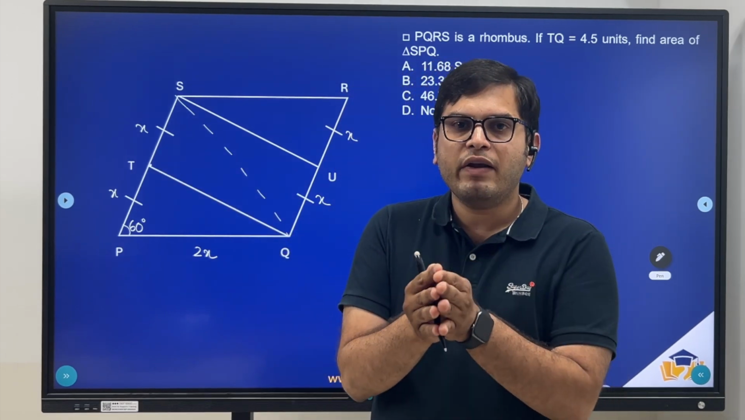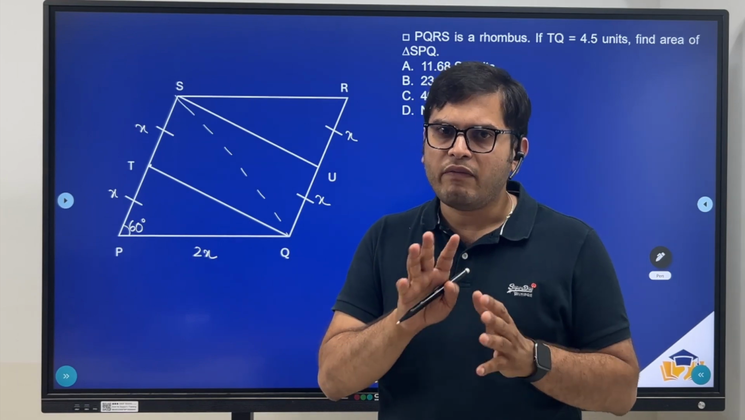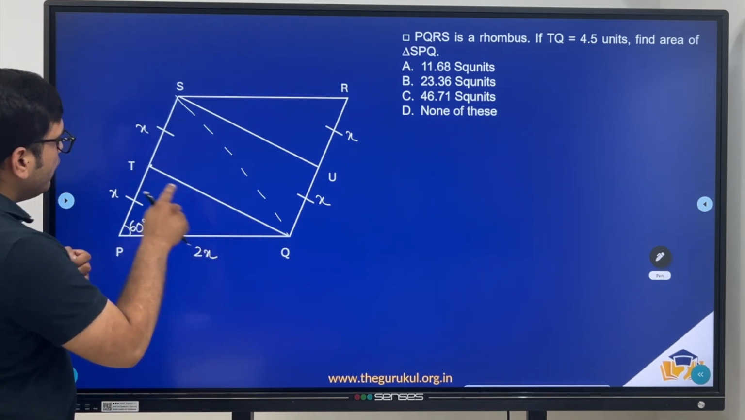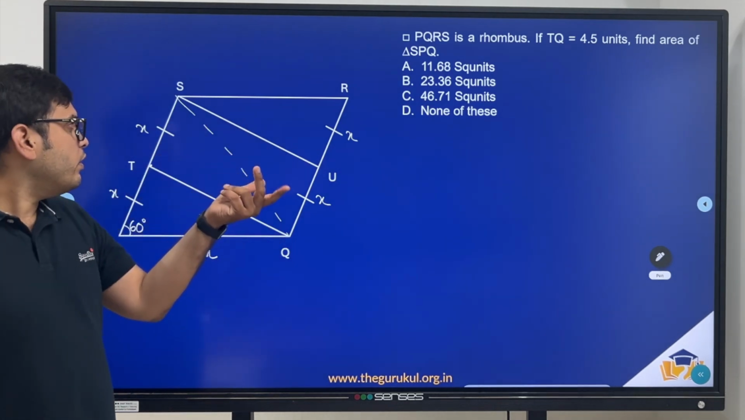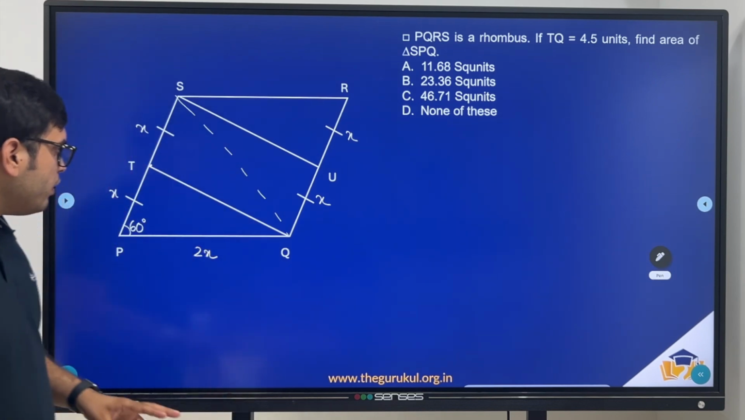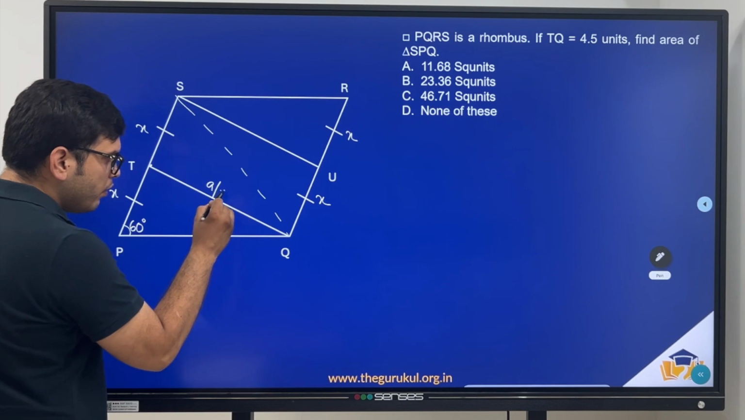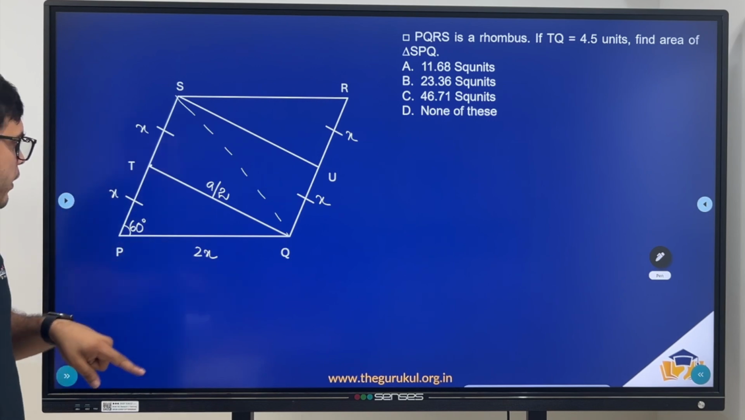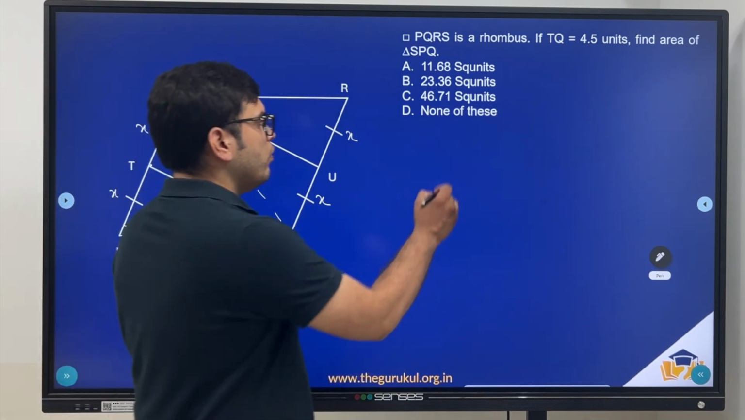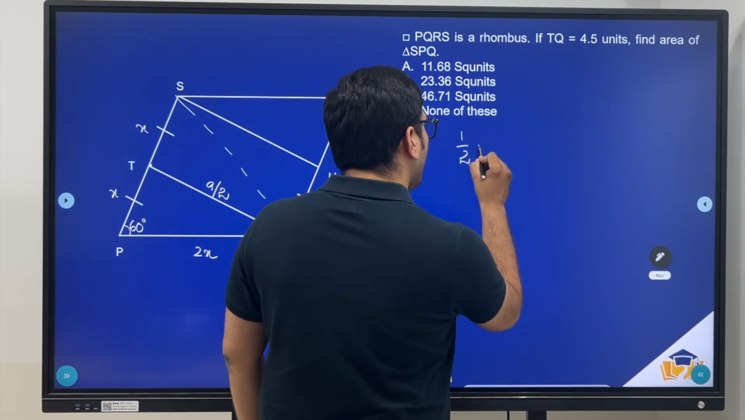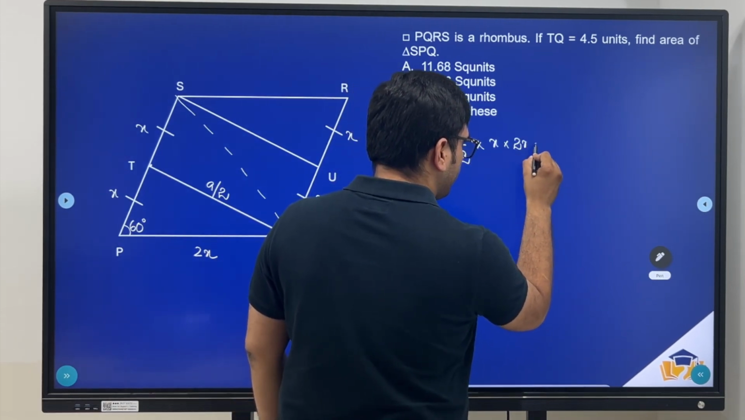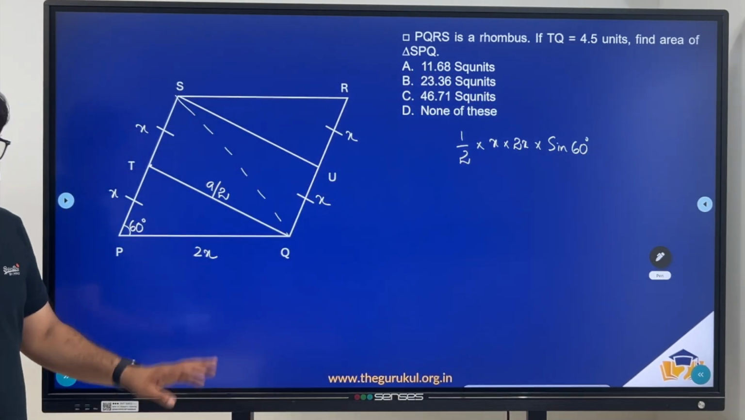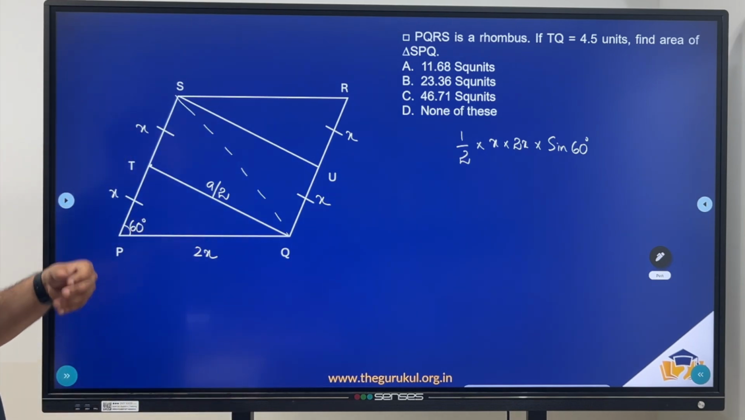And we know that a median divides a triangle into two equal parts having the same area, right? Now if I can somehow manage to find the area of triangle PQT, twice of that is nothing but the area of triangle PQS, right? And this is given to be 4.5, 9 by 2. Now if I can find the value of x, I can get the area of triangle TPQ. The area is nothing but half into the product of two adjacent sides, x into 2x, into sine of the angle between them, sine 60.